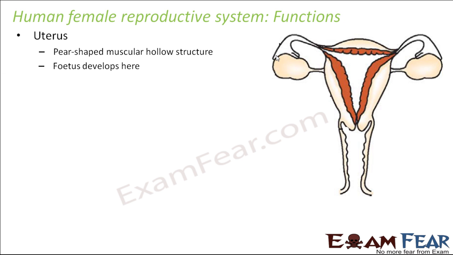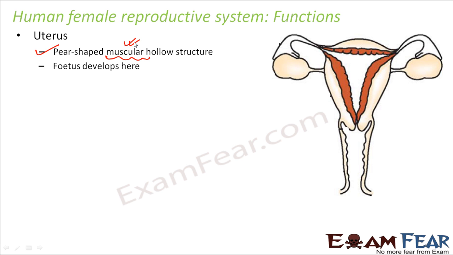Next important part is the uterus. It is very, very important because this is the place where the baby resides. So it is a pear-shaped muscular hollow structure. See, this is important. It is a muscular structure. Now, wherever you have a muscular structure, the shape of that structure can be controlled because the muscles can contract and expand, and that's how they can create more space when needed. And that's what happens in the case of the uterus.